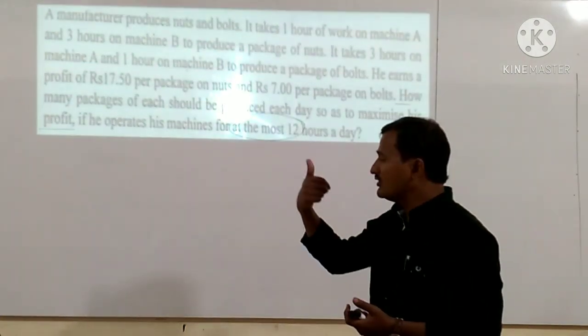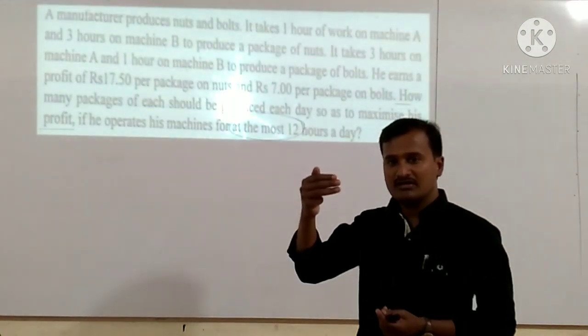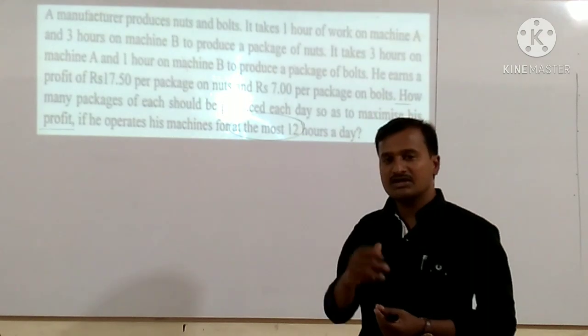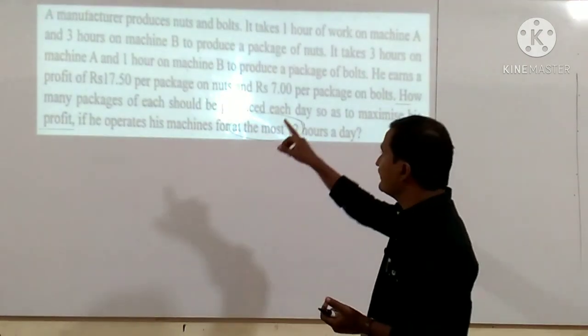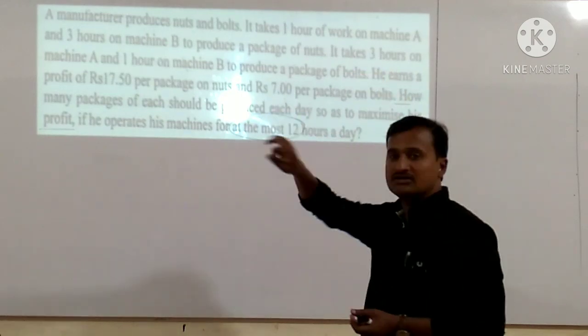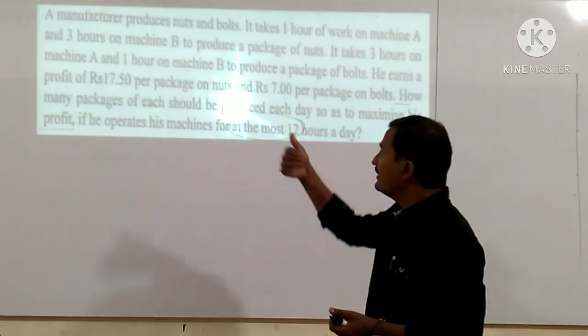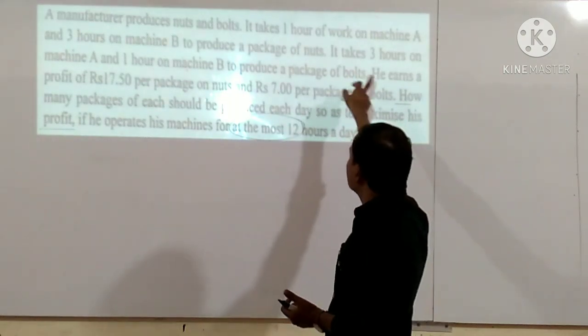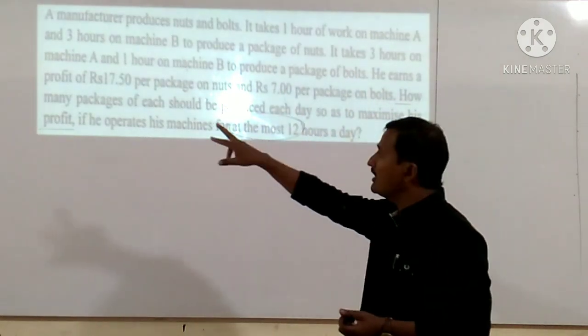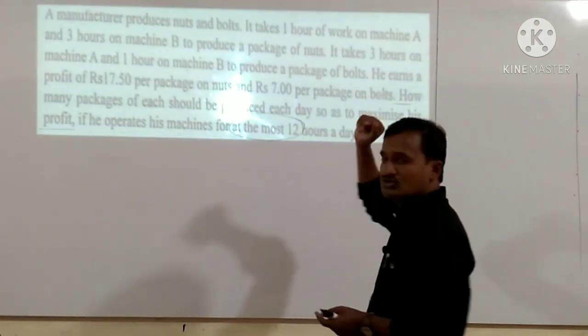So to prepare the nuts, they have given the time on machine A and machine B. How much have they given? It takes 1 hour on machine A and 3 hours on machine B to produce a package of nuts, and what else have they given? It takes 3 hours on machine A and 1 hour on machine B to produce a package of bolts.